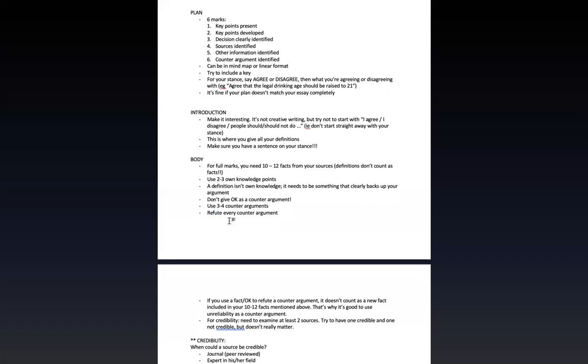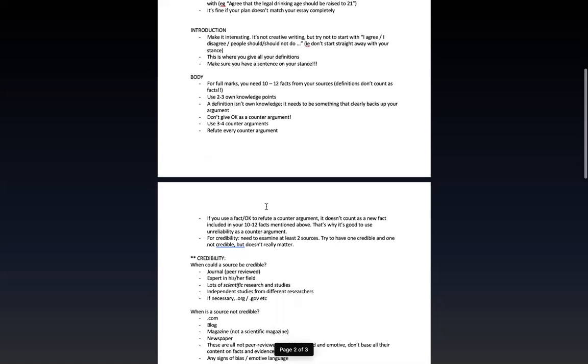So you need to make sure that you've said, some people do argue against my argument. There are arguments that disagree with my stance. However, we can refute these counter-arguments. We don't need to worry about these counter-arguments because of this evidence. And you say evidence. If you did use a fact or your own knowledge to refute a counter-argument, that's fine. You're totally allowed to do that. But remember that it doesn't count as a new fact or a new own knowledge. So it doesn't count in these 10 to 12 facts or in these 2 to 3 own knowledge. So just remember that when you're trying to do your counter-arguments.